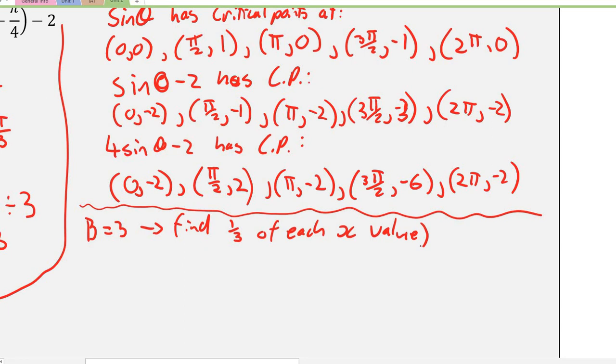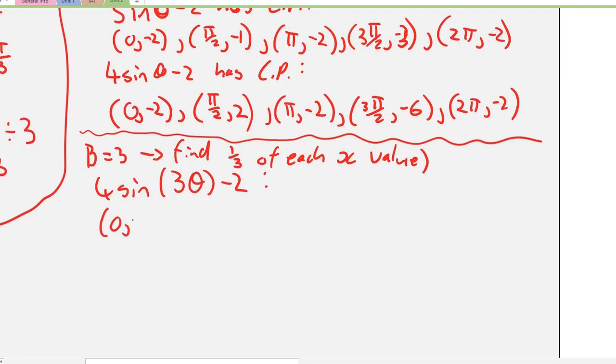With a B value of 3, that means we take all of our existing X values and we want to find what 1/3 of it is. Because how long does it take for our whole period to repeat? Not 2 pi, 2 pi on 3. So everything, we just divide each one of these X values by 3. So that means 4 sine bracket 3 theta minus 2.